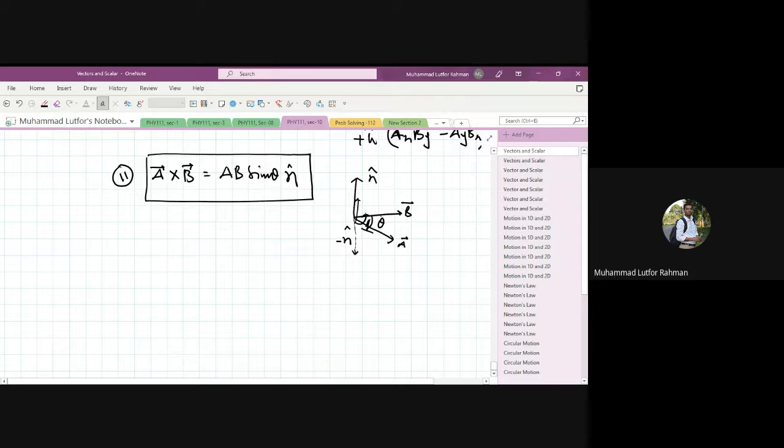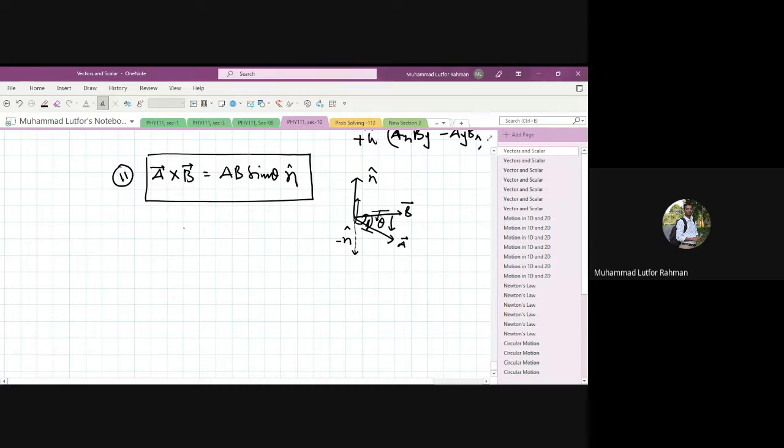But if you place the forefinger or index finger toward that direction and the palm toward the second vector in the other order, then your thumb would be in the downward direction. You can check that by yourself. So that's how we can find the direction of eta hat.